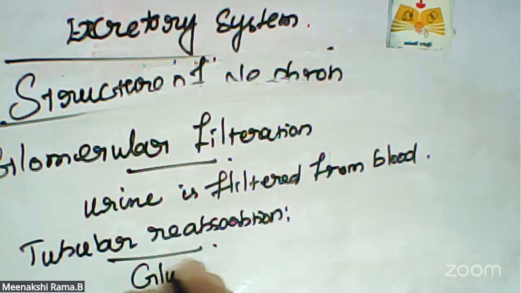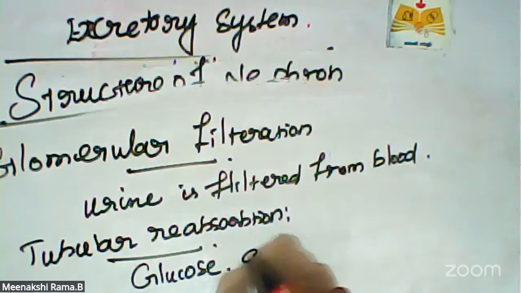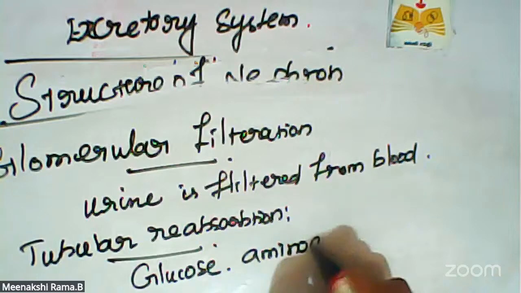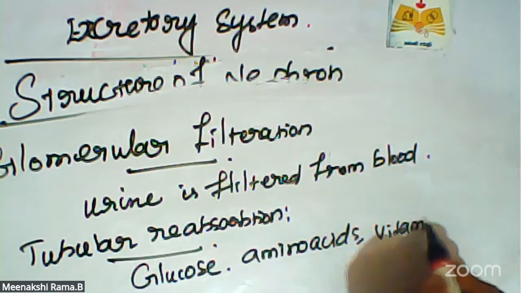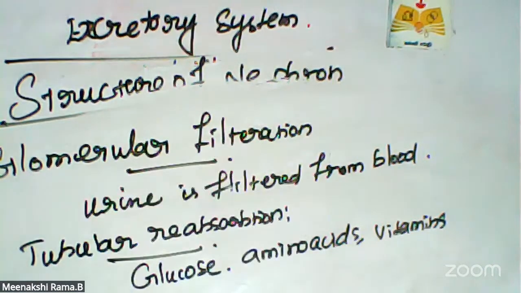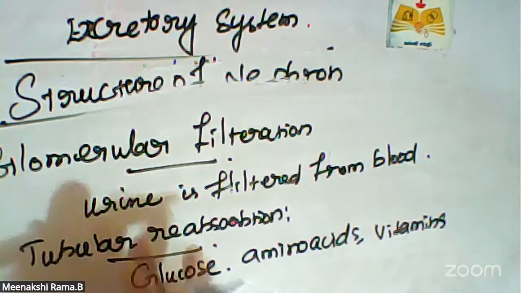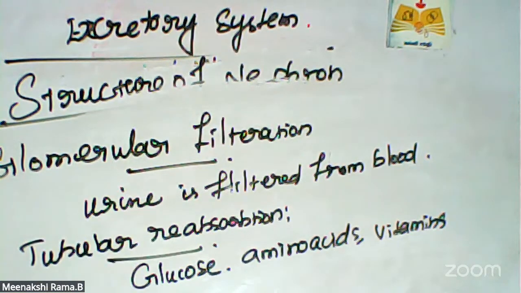What are the essential substances? Like glucose, amino acids and vitamins. These are also present in the filtrate. These are all essential parts of our body. So these essential things are reabsorbed into the blood. This process is known as tubular reabsorption.